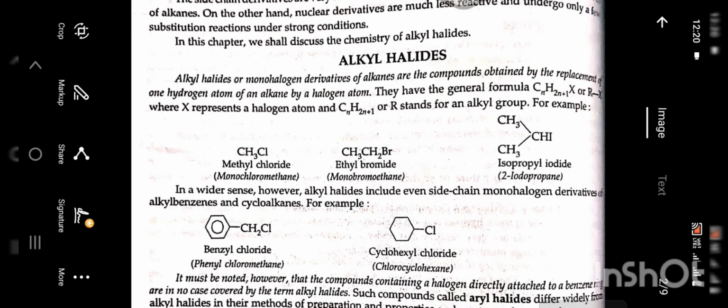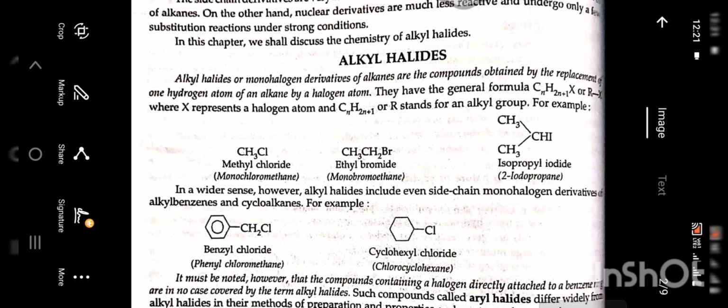Alkyl halides. Alkyl halides or the monohalogen derivatives of alkanes are the compounds obtained by the replacement of one hydrogen atom of an alkane by a halogen atom. They have the general formula of CnH2n+1X or RX, where X represents a halogen atom and CnH2n+1 or R stands for an alkyl group. For example, methyl chloride, ethyl bromide, or isopropyl iodide.